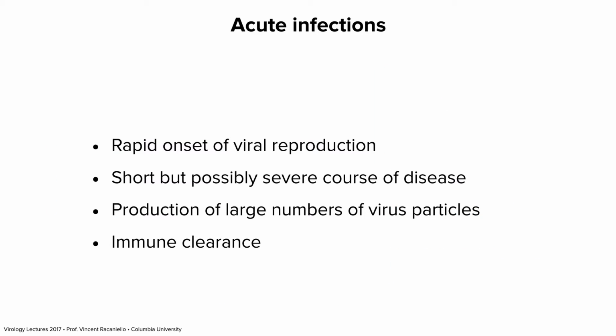Acute infections are characterized by rapid onset of viral reproduction and a short but maybe severe course of disease. It can be severe disease, intermediate disease, maybe no disease at all, just virus replication and an asymptomatic infection. There is production of large numbers of virus particles, and eventually immune clearance and resolution. You either resolve the infection and survive, or unfortunately in some cases the host dies.